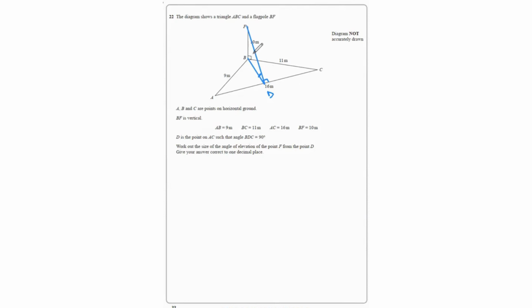So first, as you can see, the base triangle ABC is a non-right angle triangle, and all 3 lengths are given. If all 3 lengths are given, that means we can use the cosine rule to figure out any of the missing angles. I'm going to start with finding this angle over here. You can also find angle C. Either way, it's going to be correct.